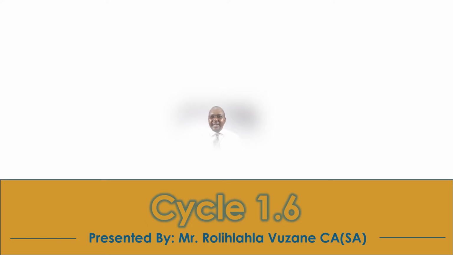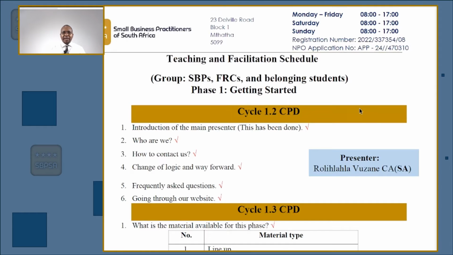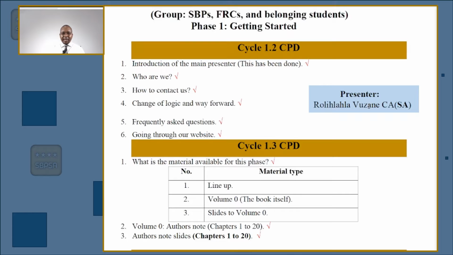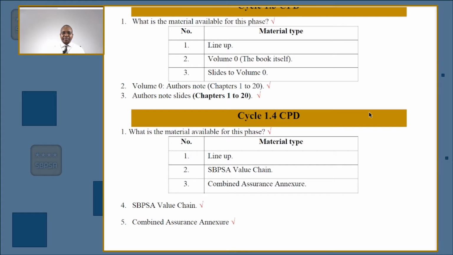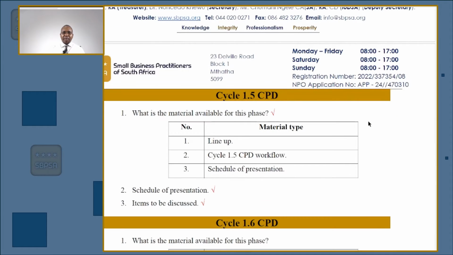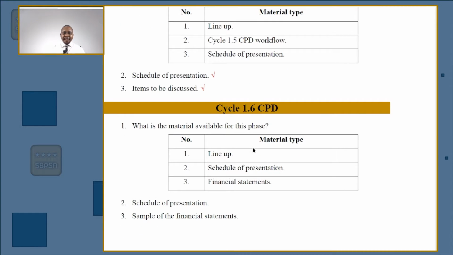We are now tackling section cycle CPD 1.6 in this video. So what we have done so far was to deal with cycle 1.2 CPD, then we went to cycle 1.3 CPT, then 1.4 CPT, and then cycle 1.5 CPT. And today we're going to go to cycle 1.6 CPT, which is going to tell us more about the financial statements.